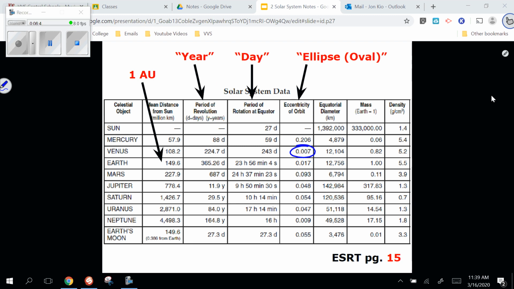Venus is almost 0. It's 0.007. So it is the most circular. And Mercury is the most elliptical, because Mercury has the highest eccentricity. But all of them are still pretty low.